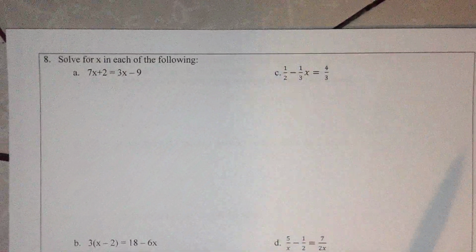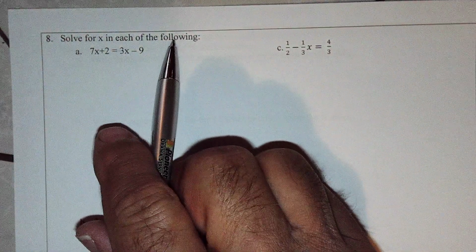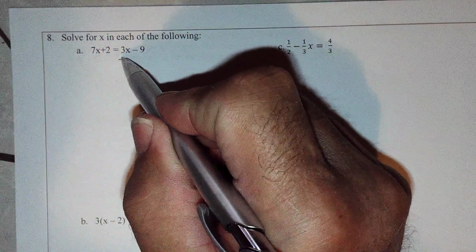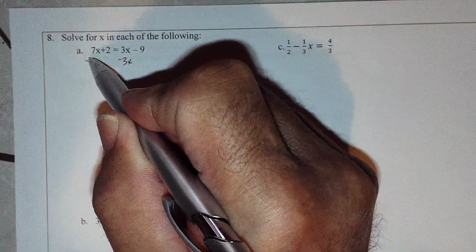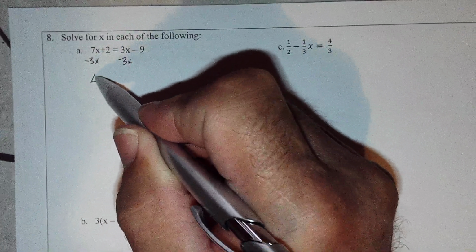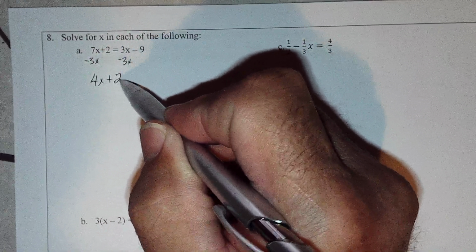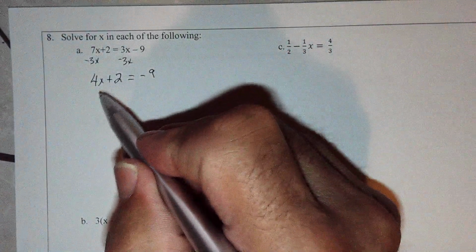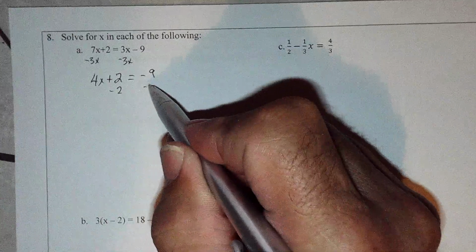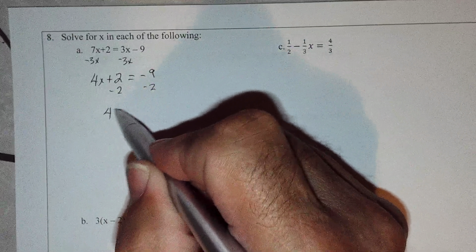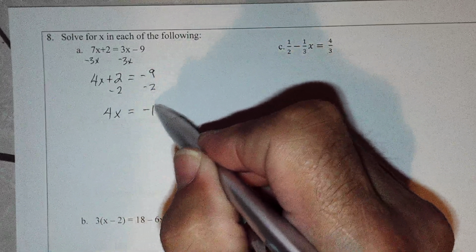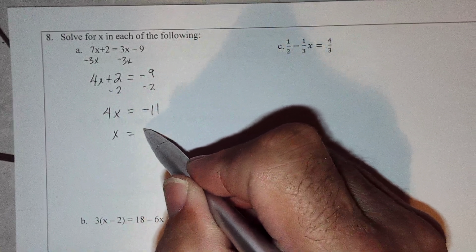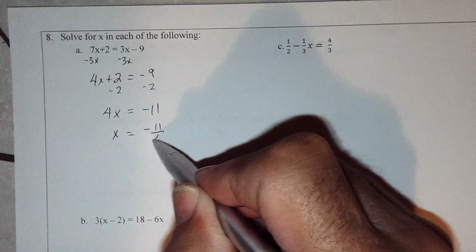So that was 7. So number 8, solve for x. So we have x's on both sides. So I'm going to take away 3x, and I'm going to have 4x plus 2 equals negative 9. I'm going to subtract 2 from both sides, and I'm going to get 4x equals negative 11. Divide by 4, and I get x equals negative 11 over 4.